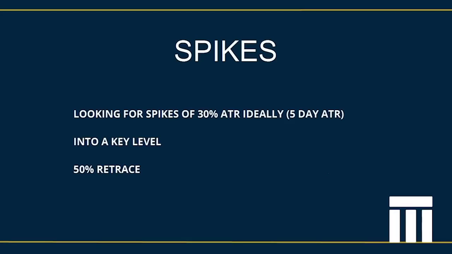And we want to be looking for a 50% retrace. So once we're into the trade, we're taking advantage of that imbalance into the key level. We're then looking for a 50% retrace. That's the high probability target.